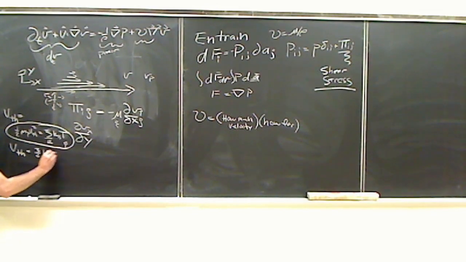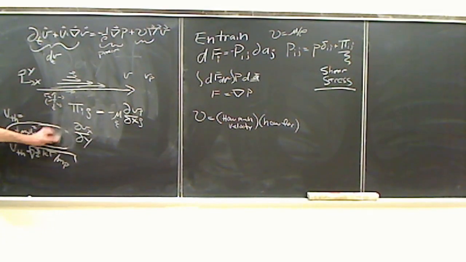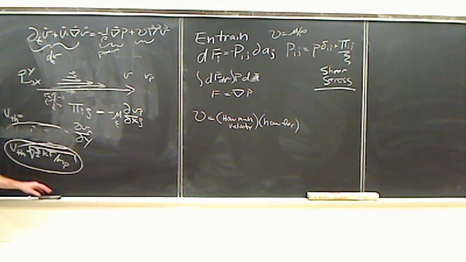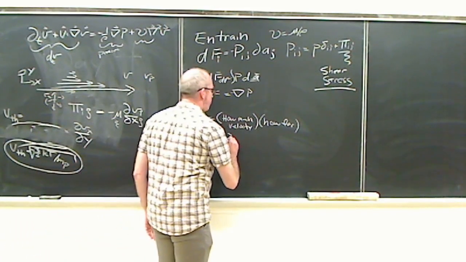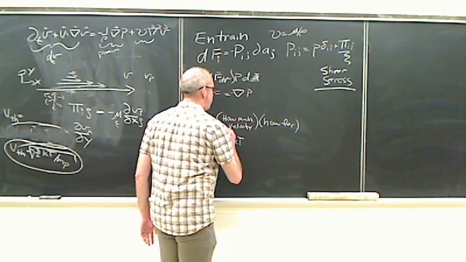3/2 kT over the mass of the particle. You get a square root of that. So the thermal velocity, let's erase that because I messed something up there. The thermal velocity is the square root of 3/2 kT over the mass of the particle. So this relationship tells me my typical velocity in a gas. How much velocity is 3/2 kT, square root of that.